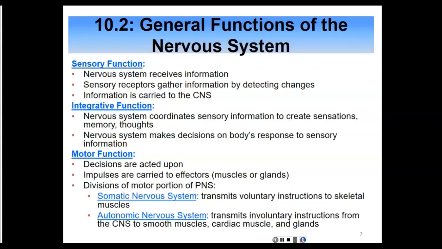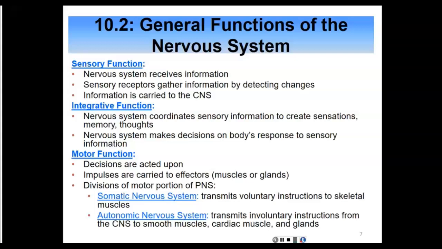Some of the sensory function of the nervous system: it receives information. It will gather that information by detecting changes, and then it sends it to the central nervous system. Inside the CNS is where the integrative function will occur, which means it takes that sensory information, makes a thought or a decision about it, and then has a response to it. That response will then be the motor function that's acted upon.